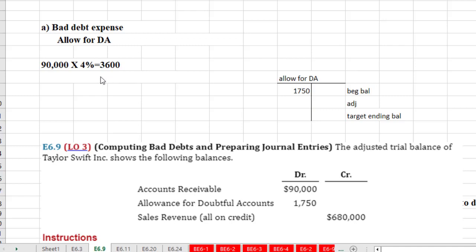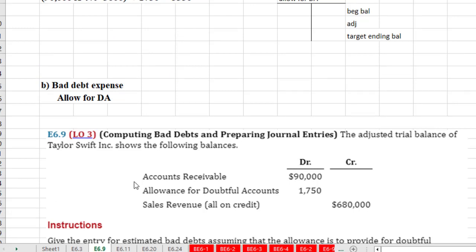Let's get the targeted amount. Our target amount is going to be $3,600 because that's going to be 4% of the $90,000. But in order to get from a debit balance to a credit balance, we're going to need to add the $1,750, not subtract it. And so based off of that, we can set up our journal entry. And we see it's $5,350.